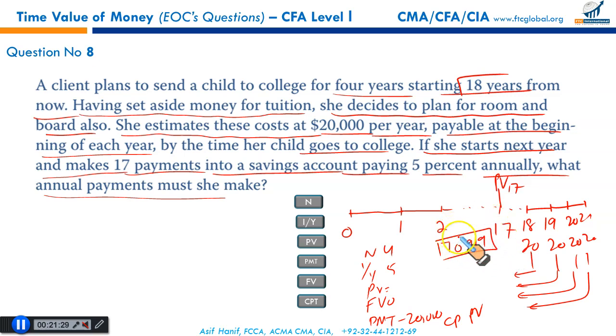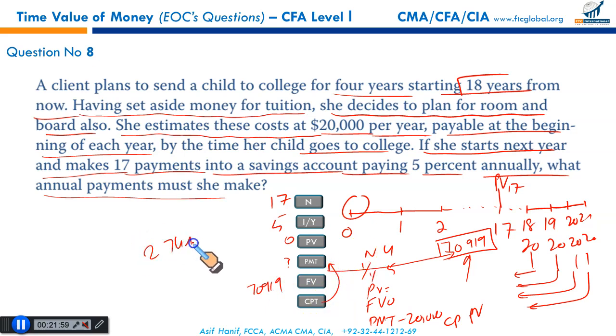Now, we have to bring this to the present term. This is the cash flow at the end of year 17. We need to bring it to year 0. For this, we will have to do this working again. 17 periods. Interest is 5. Right? We need to calculate the payments to be made now. So this is something unknown. Present value is 0. And this is the future value at the end of year 17. It's 70,919. Simply compute PMT and you should get 2744.50.